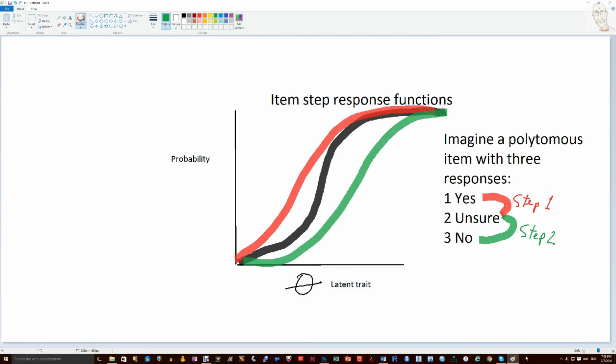Please also note that item step response functions should not intersect. If they do intersect, that violates the model of double monotonicity, which we've already met earlier in the session, and that means that the item steps are no good and therefore that the item is no good. So note that item step response functions must not only be monotonely homogeneous like the item characteristic curve, they mustn't intersect.